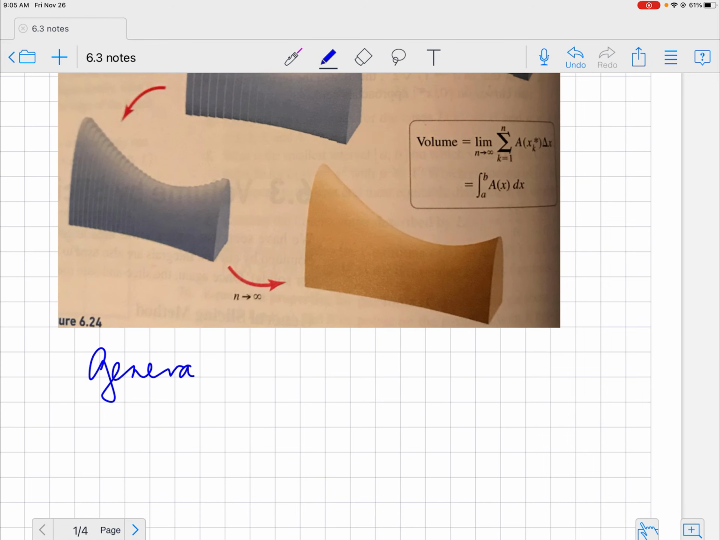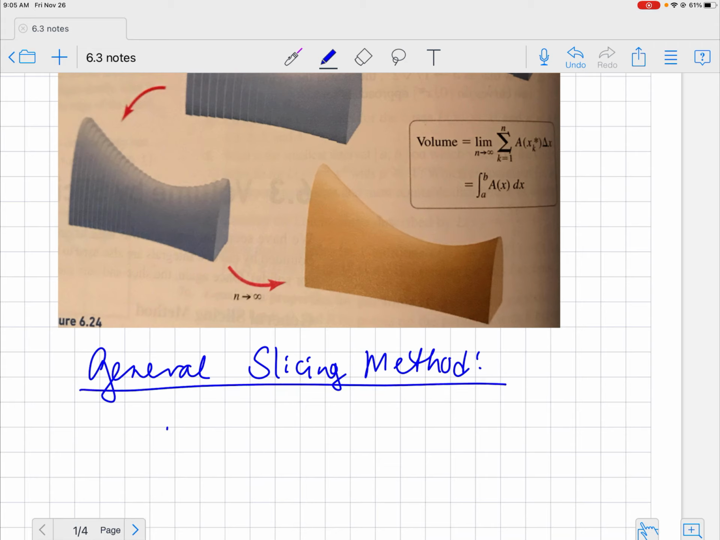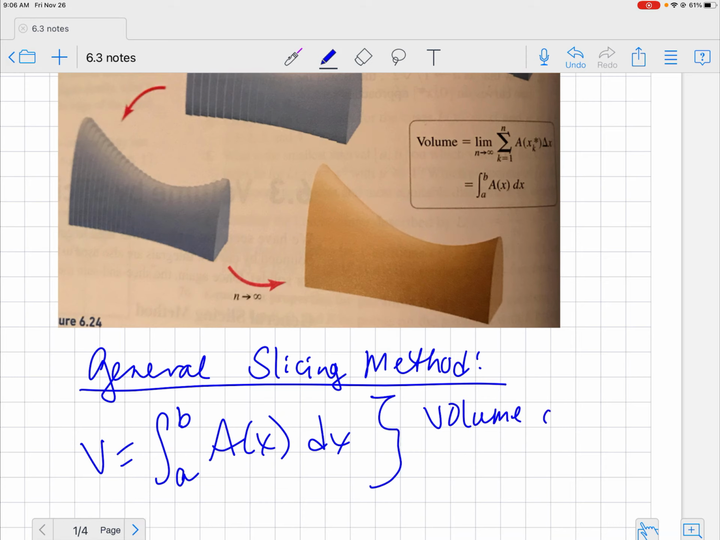So if we have the general slicing method, that's a G. So the general slicing method just means that my volume is going to equal the integral from a to b of the area dx. Just so my volume, so let's write this. This is the volume of a solid. And that's just in general.